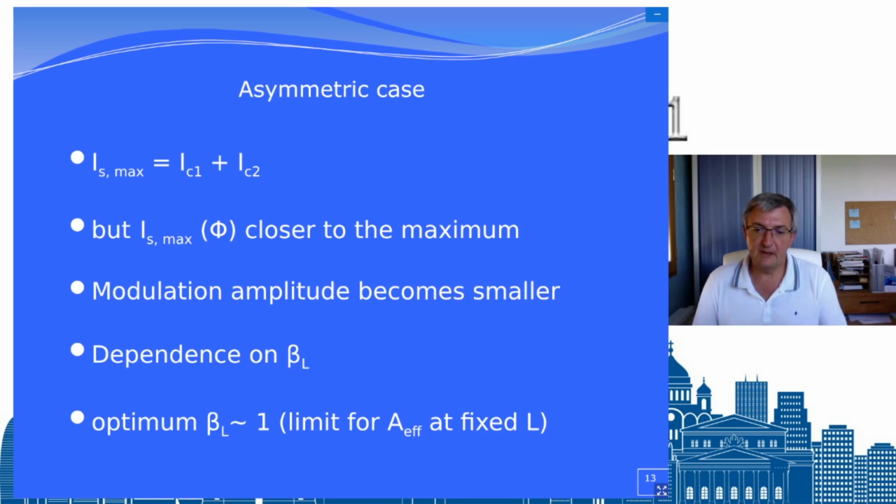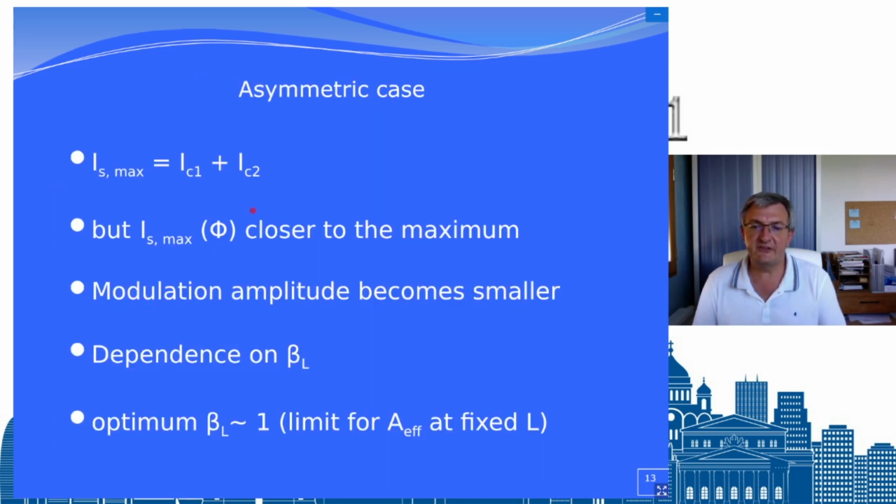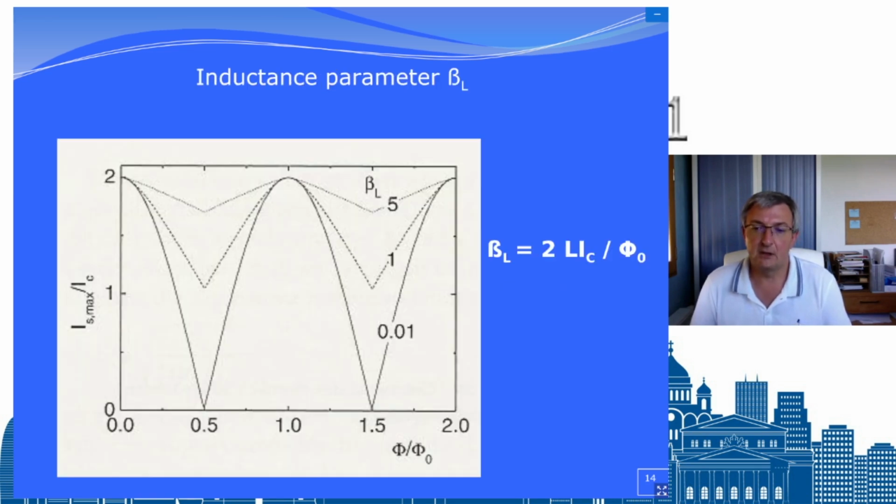Okay, so I was there. The asymmetric case, I'm not going to detail everything, but of course, if the two junctions are not the same, these modulation curves are not symmetric. It's also a way to measure asymmetry of fabrication, for example, or you can use it as a way to measure specific things.